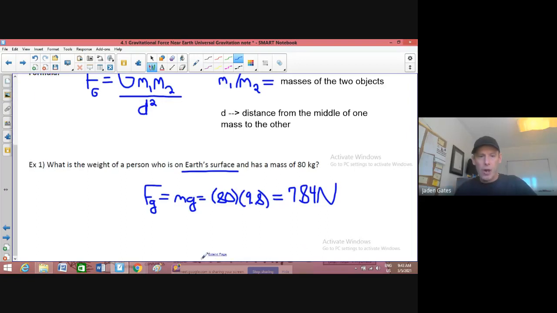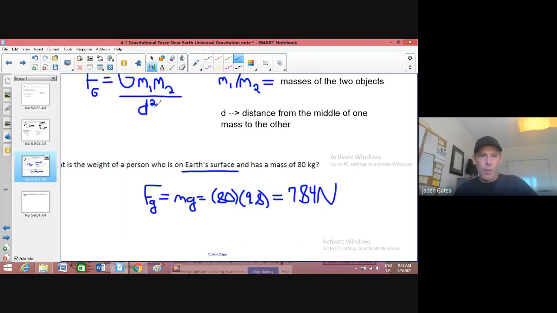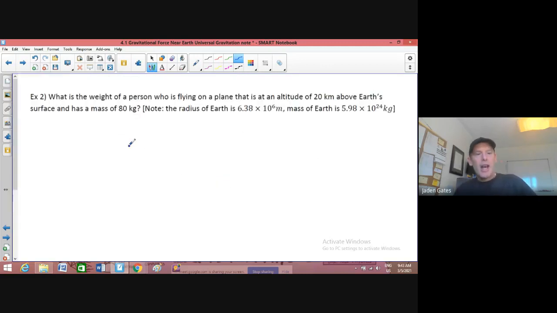Now, here's how I'm going to change it up. All right, so here's our formula we're going to use up there. Now I want to know what is the weight of a person who is flying on a plane at an altitude of 20 kilometers above Earth's surface and has a mass of 80 kilograms. So the exact same situation, but now the distance, we're way up in the air here, 20 kilometers altitude, so much farther away from Earth. So that's where we're going to use our formula when we are drastically far apart, or we just have two objects that don't even happen to be a person or Earth.